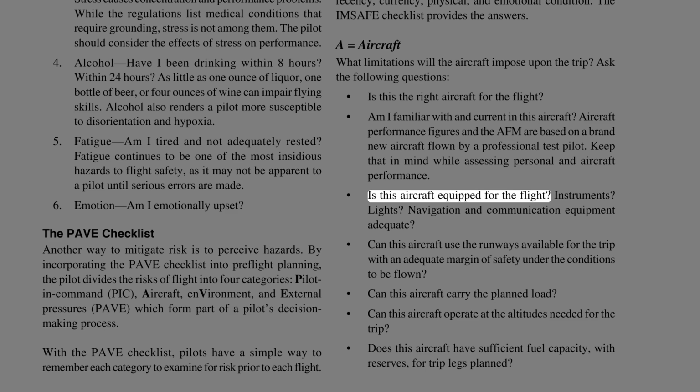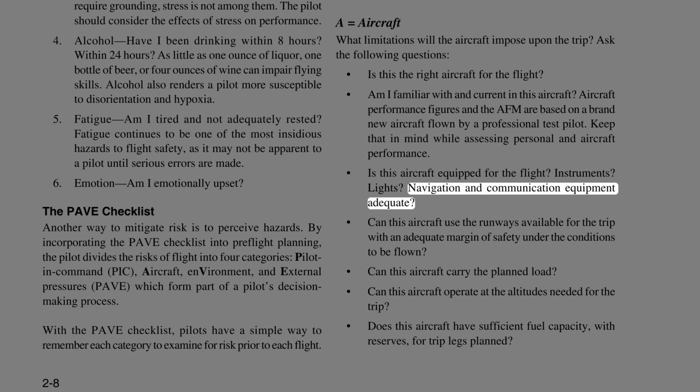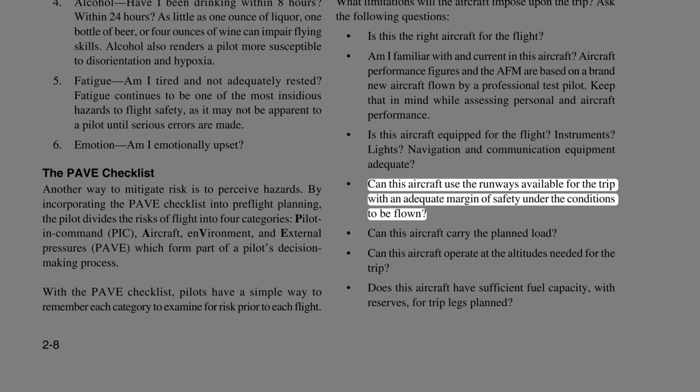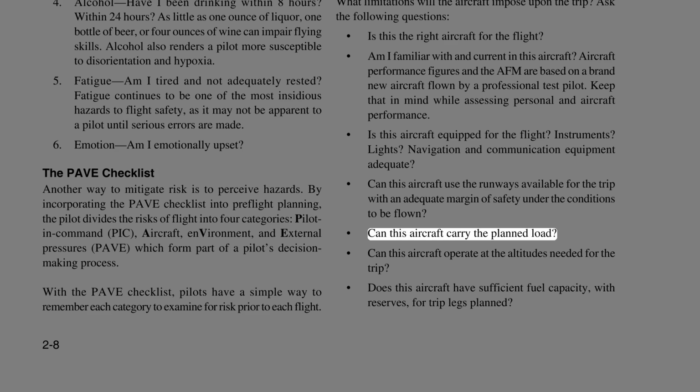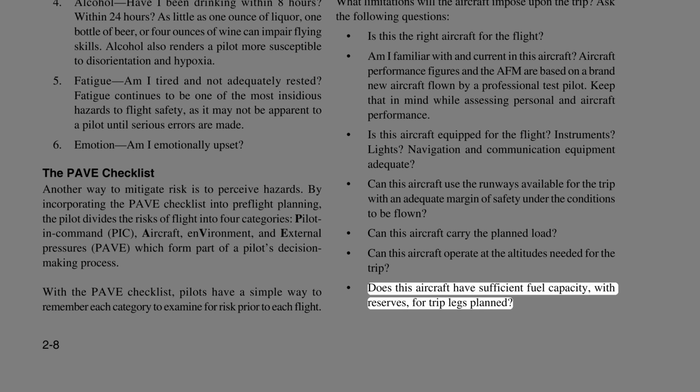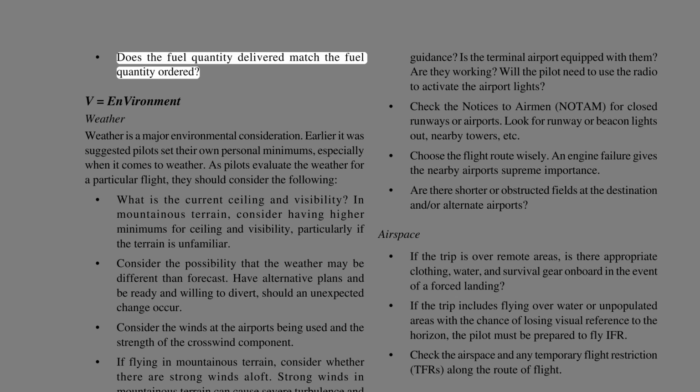Is this aircraft equipped for the flight? Instruments, lights, navigation and communication equipment adequate? Can this aircraft use the runways available for the trip with an adequate margin of safety under the conditions to be flown? Can this aircraft carry the planned load? Can this aircraft operate at the altitudes needed for the trip? Does this aircraft have sufficient fuel capacity with reserves for trip legs planned? Does the fuel quantity delivered match the fuel quantity ordered?